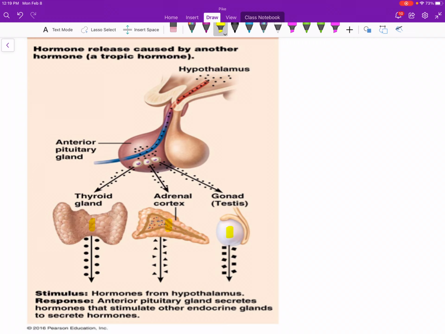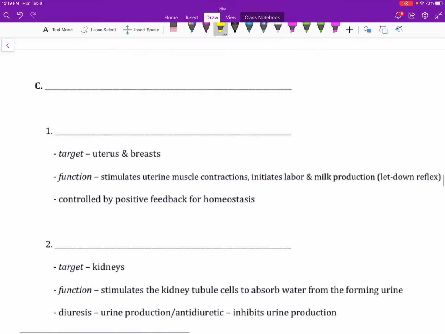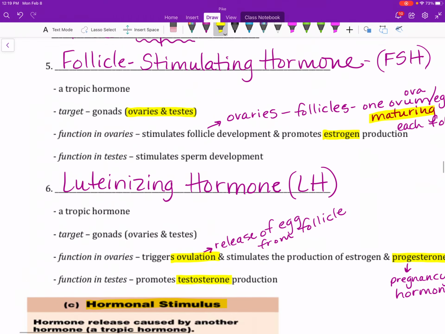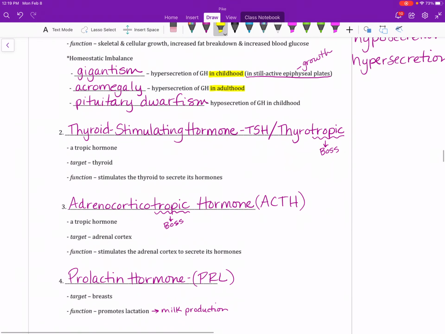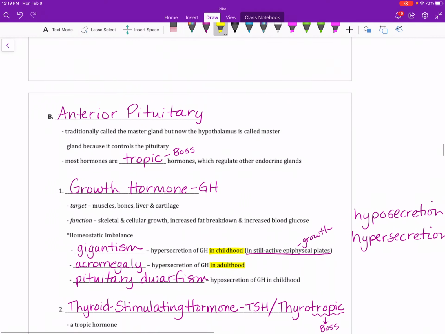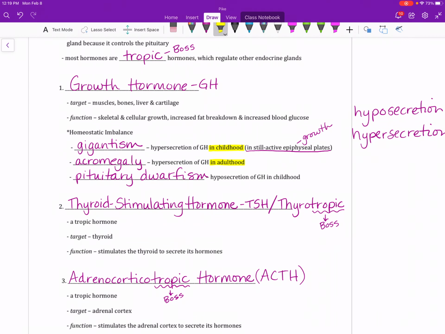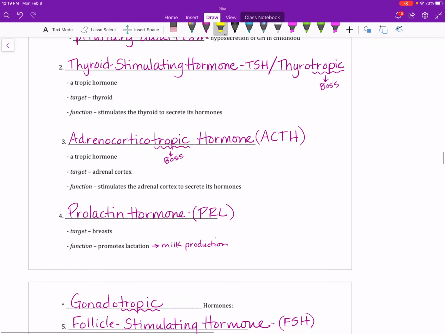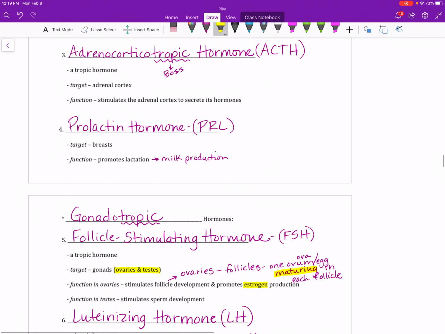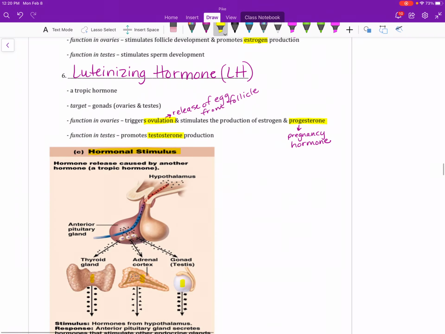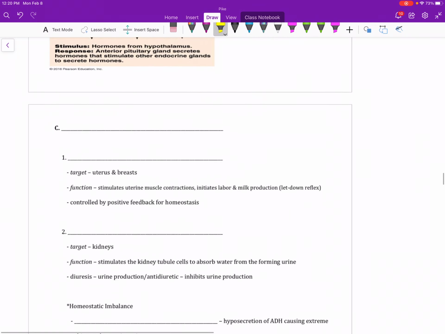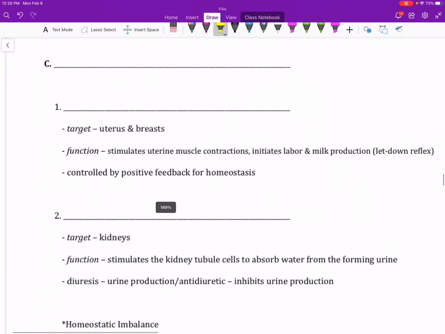Okay, here just showing you one testis. All right, and so next, that ends with the anterior pituitary, and we're just going to do the posterior. So anterior pituitary had 6 hormones: growth, thyroid stimulating, adrenocorticotropic, prolactin, and the gonadotropic hormones, follicle stimulating and luteinizing. So then what we have left are 2 hormones secreted by the posterior pituitary.